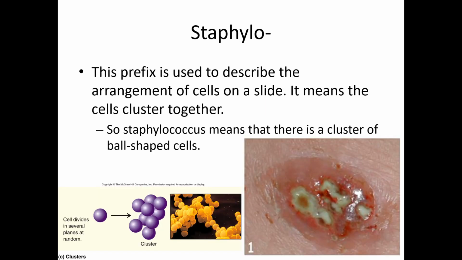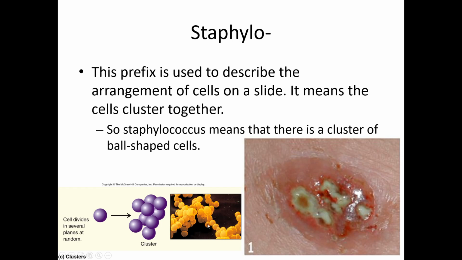Next, there are some prefixes that we can use to describe what an organism looks like under the microscope. If you see the prefix staphylo, it means that the organisms are clustering together under the microscope slide. So what you do is you take the prefix and then you put it together in a lot of cases with the shape of the organism. So if you see something that is ball-shaped and clustered, it means that there's Staphylococcus. We're going to talk about Staphylococcus aureus at the very end of this chapter, but this is Staphylococcus aureus, the organism that causes staph infections.